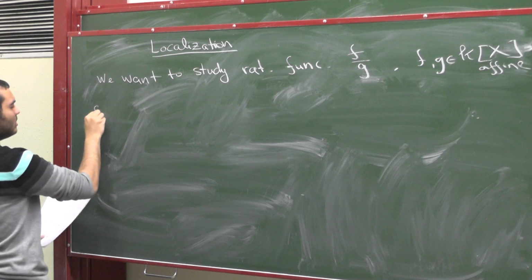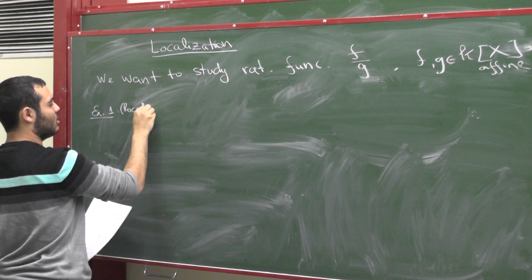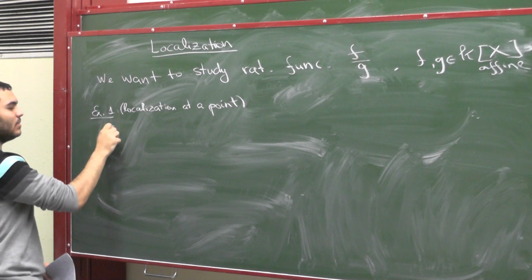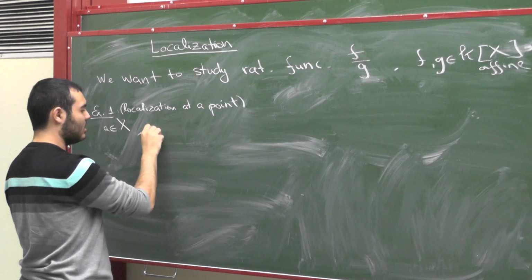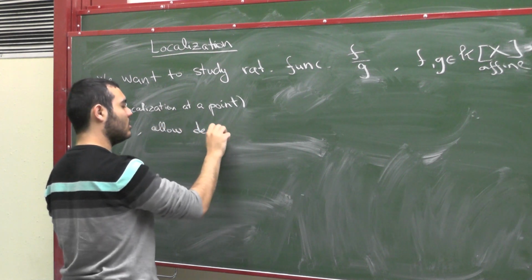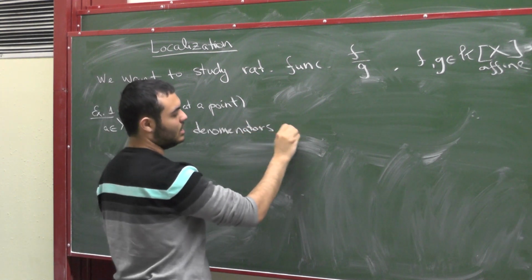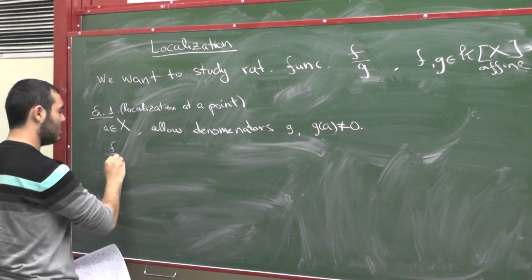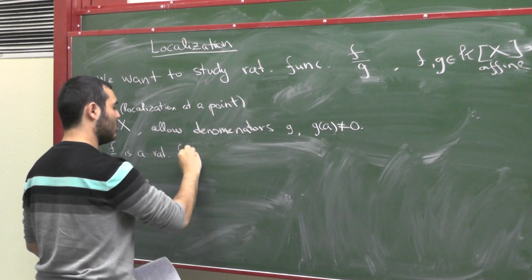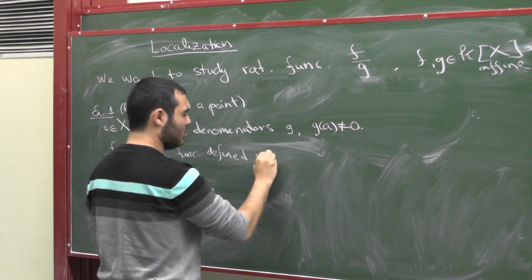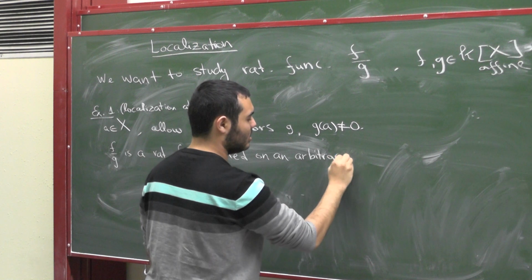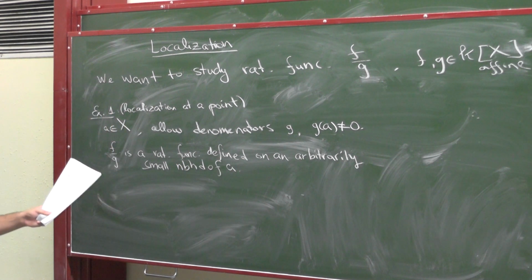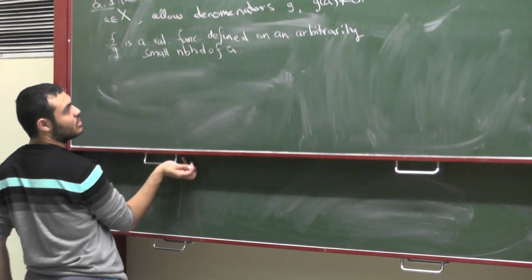So, example 1: this is localization at a point. Take some point A in X and allow denominators g which do not vanish at A. Then f over g is a rational function defined on an arbitrarily small neighborhood of A. This is one example. This is the way that one should think about these functions.